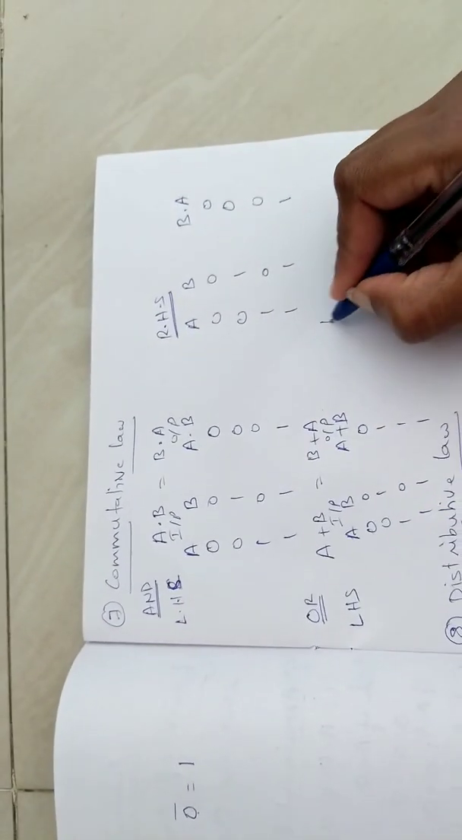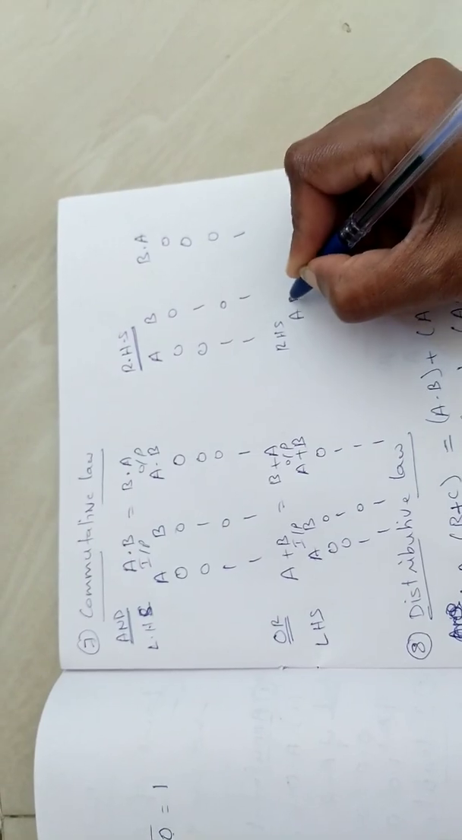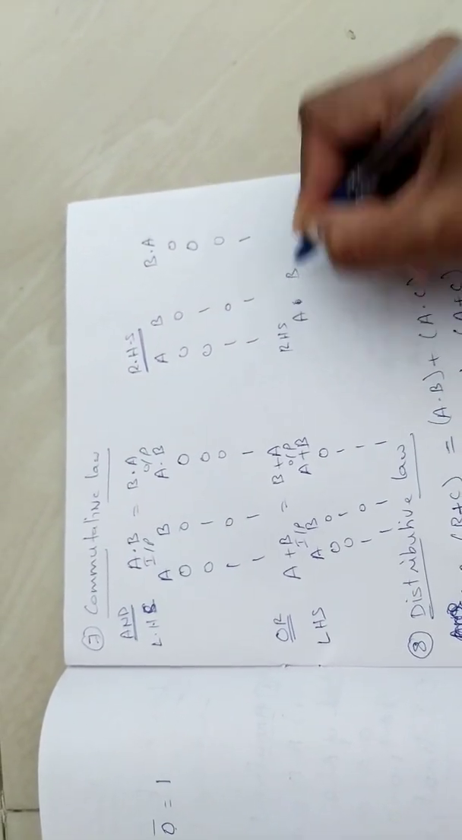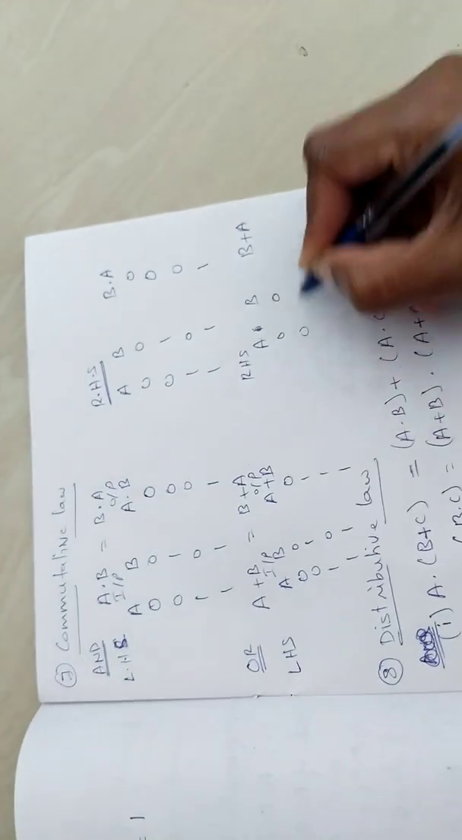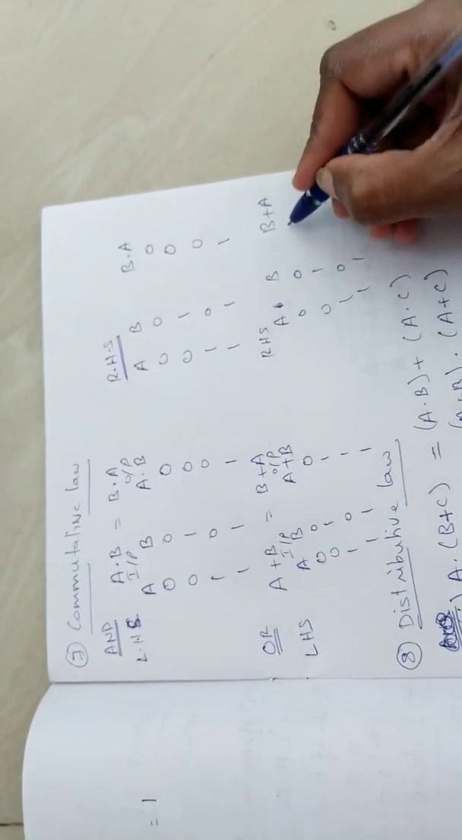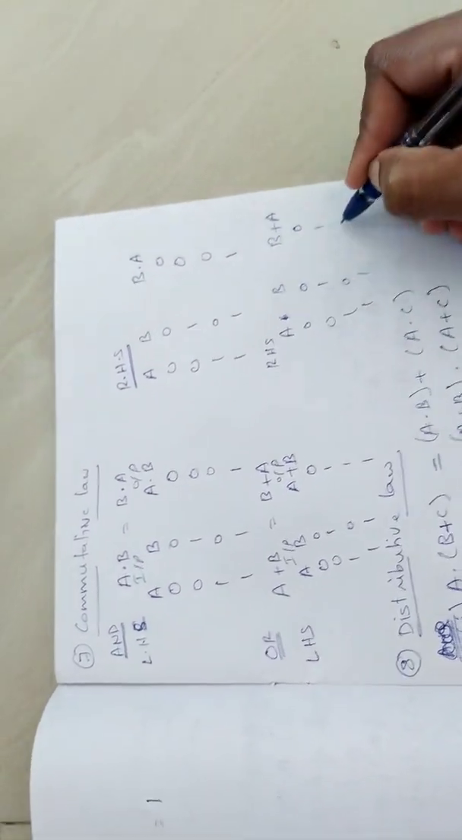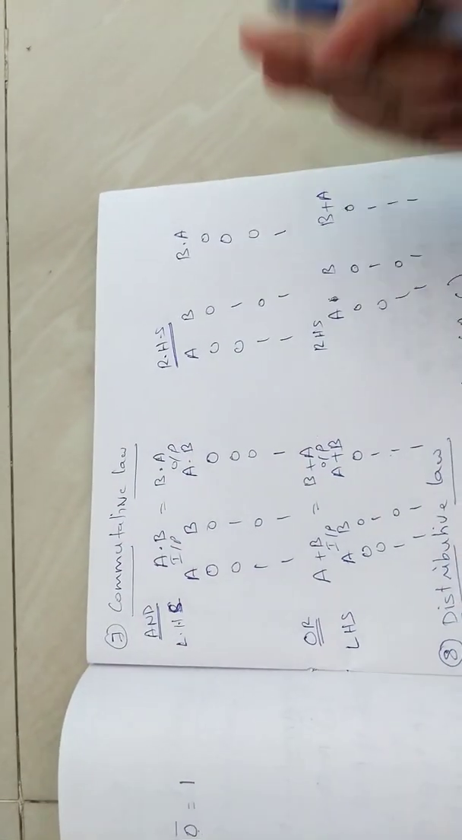So come to here. For your RHS, I will be having A, B. This is your B plus A. Whatever it is, 0 0, 0 1, 1 0, 1 1. So what can be the answer? B plus A also, 0, 1, 1, 1. So your LHS is equal to RHS. So this is how you have to prove it. The LHS is equal to RHS. Okay, this is your commutative law.